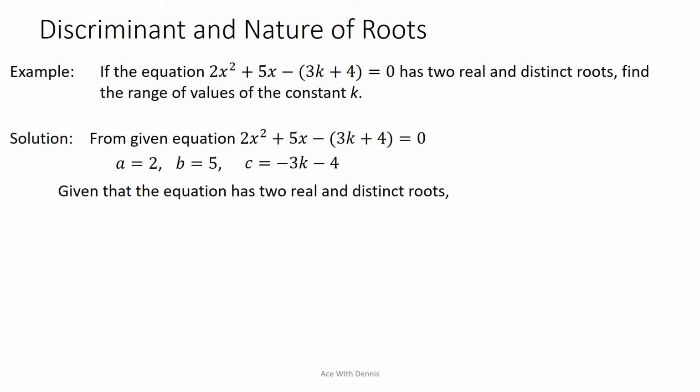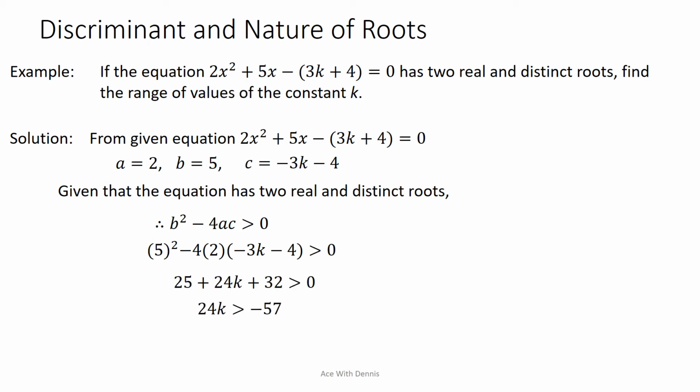Given that the equation has two real and distinct roots, therefore b squared minus 4ac is greater than 0. Substitute the values of a, b, and c, we will get 5 squared minus 4 times 2 times (negative 3k minus 4) greater than 0. And solving this inequality, we get k is greater than negative 57 over 24.